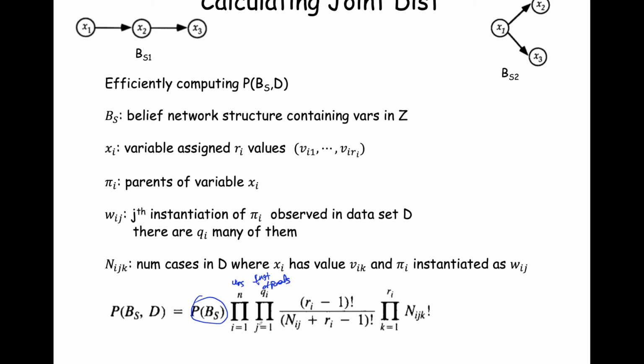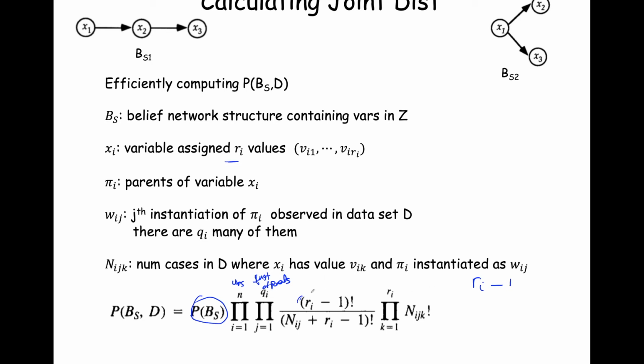Okay, and so for the ith variable, for each of the qi instantiations of its parents, because that's what j indexes over by the same notation, what are we going to look at? Let's unpack this term. We say Ri minus 1 factorial. Ri is the number of values that our variable x can take on. If it can take on Ri many values, then for a particular value that it takes on, all the values that we're not considering are Ri minus 1 of them.